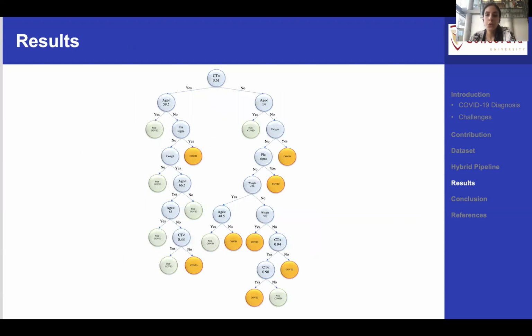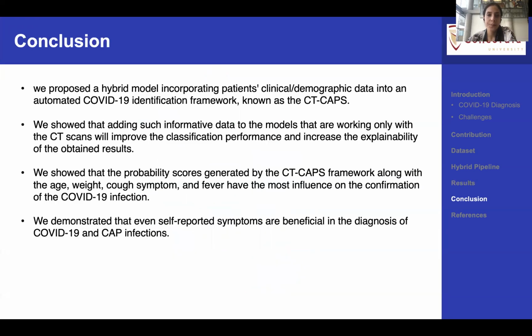This figure here shows one of the trees obtained from the random forest classifier, and by using features from the CT-CAPS and also the clinical and demographic data, we can follow the path in the tree and find out if the patient has COVID-19 or not.